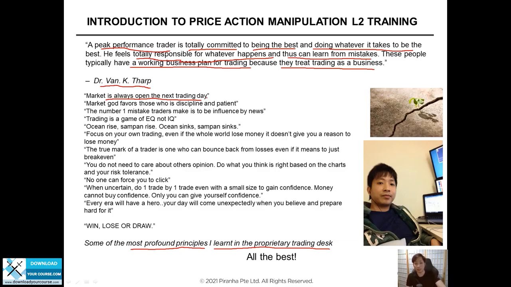The market is not going to close today, but there will always be a chance tomorrow. Never think that you are too late, whichever stage of your life. As long as you are here, as long as you still have the chips on the table, you should protect your chips, right? No matter what, you should be able to continue and look forward to the next day. Okay, market god favors those who are disciplined and patient.